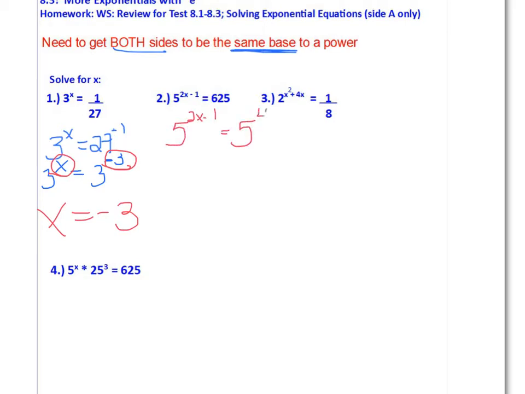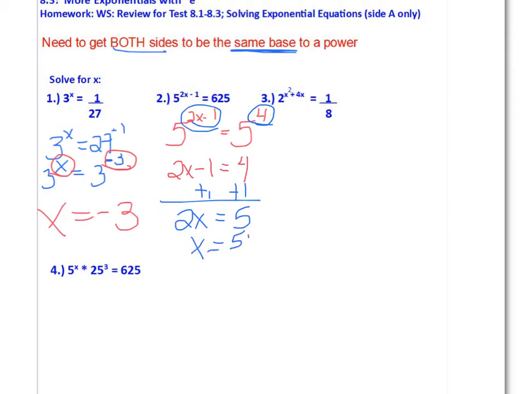Okay, so write down and let's try number 2. 625 is 5 to the 4th. So now that our bases are the same, we could set the exponents equal. And then to solve, I'll add 1 to both sides. Divide by 2. So x is 5 over 2.